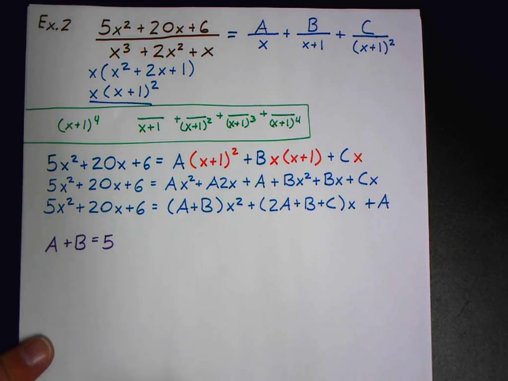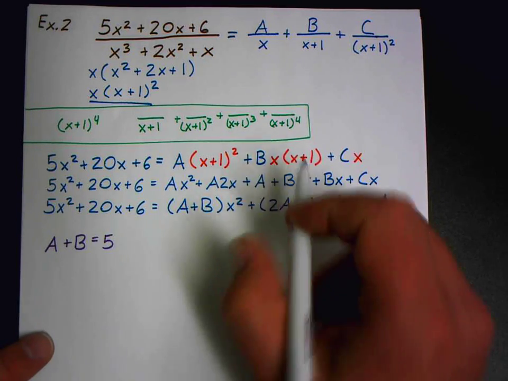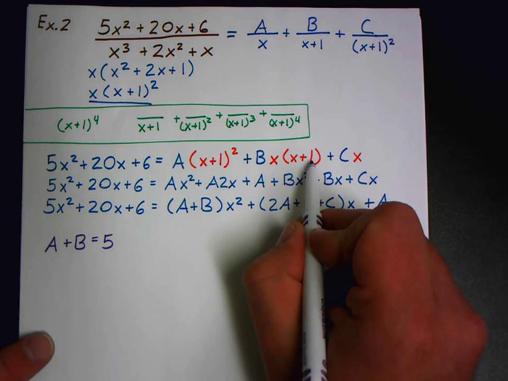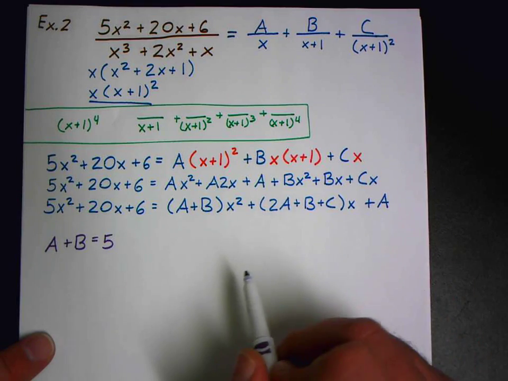And then for the B1, do you multiply the X by the X plus 1? Yeah, so that'd be x squared plus x, and then I put a B with each one of them.